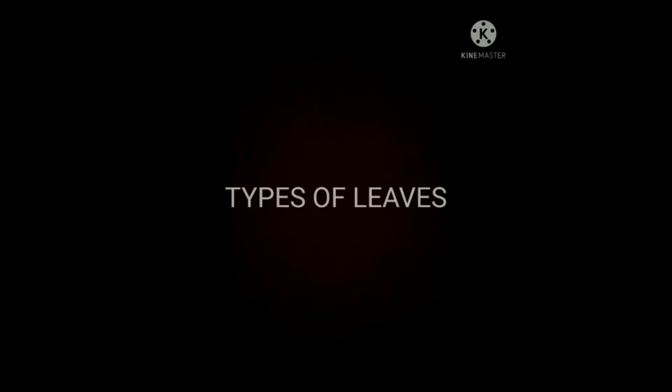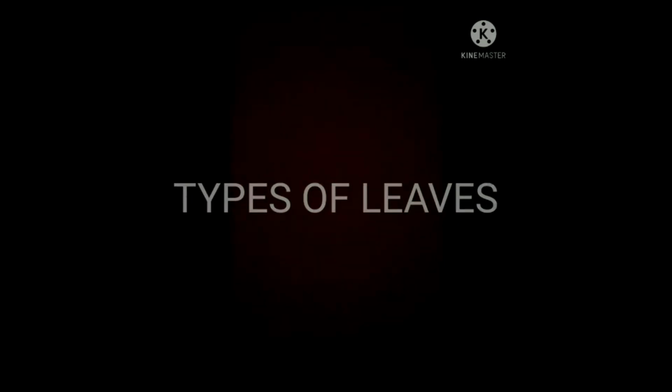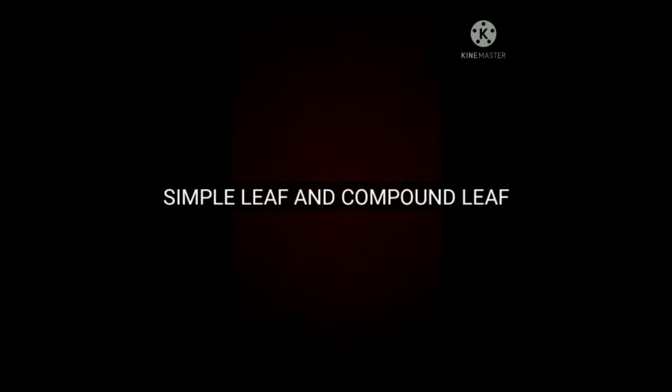We are going to see about types of leaves. There are two types of leaves: simple leaf and compound leaf. Now we are going to see an example for simple leaf.